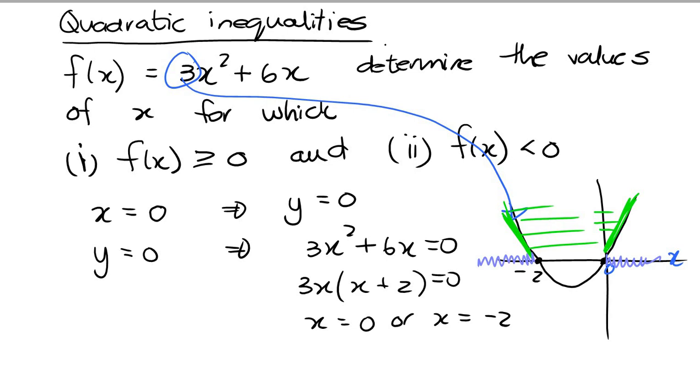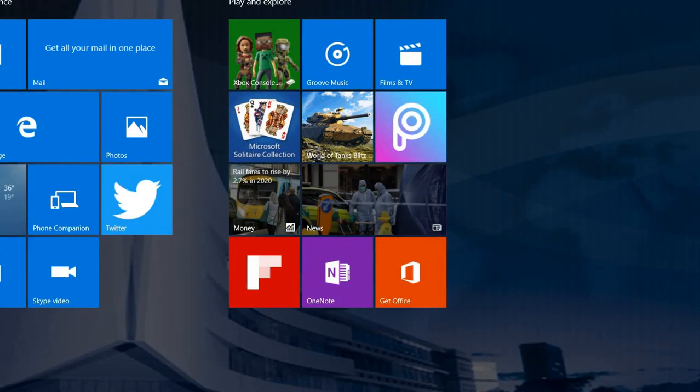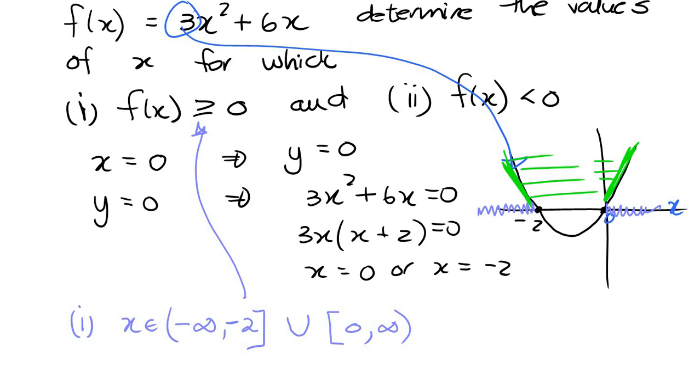So my first answer would be, number 1, my x values, and let's write this down in terms of intervals. Then x is an element of. So where do I start? At minus infinity, and I go up to minus 2. Is it included? Well, yes. And then, and remember we've talked about this as well, I start again at 0 and carry on until I get to infinity.